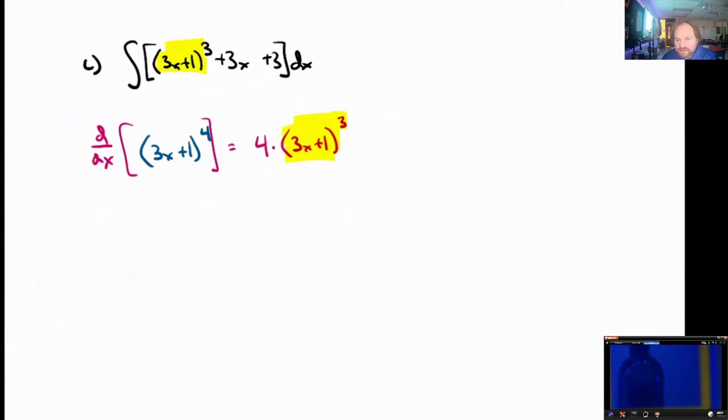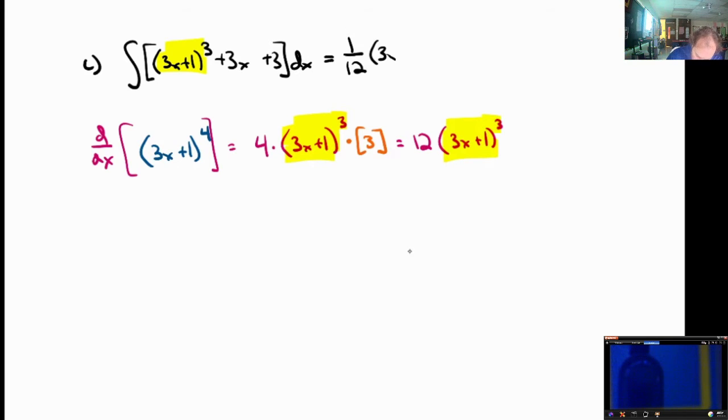So we need that, but we need the 4 to go away. We also are going to need a times 3 in front here because of the chain rule, because the derivative of 3x plus 1 is 3. So this derivative is actually 12 times 3x plus 1 to the third power. And again, we need this and not the 12. So we need a trap for the 12 to fall into. This is why in our antiderivative, we're going to have a 1/12 times 3x plus 1 to the fourth power. That way, when we take the derivative, the 4 will come down, and it will cancel out with the 12 to become 1/3.